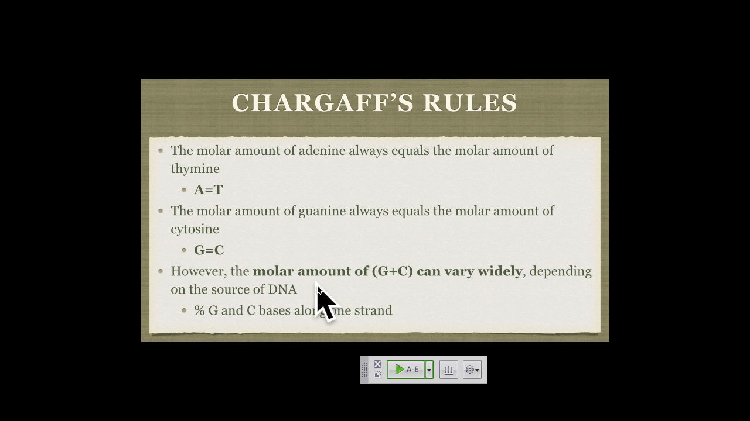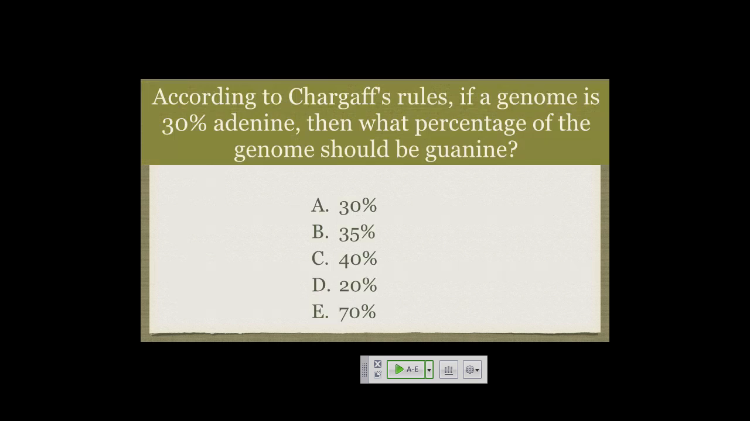This was a critical piece of information that Watson and Crick used when they put their structure together for the DNA molecule. Okay, so using Chargaff's rules, if you have a new DNA sample and it's 30% adenine, what percentage of the genome would be guanine?